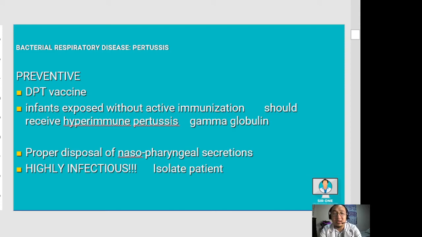And of course, proper disposal of nasopharyngeal secretions. Since this is highly infectious, it's communicable, you should also isolate the patient. So generally, it's a respiratory precaution. So that is pertussis or whooping cough.